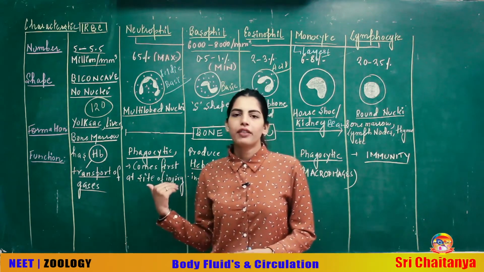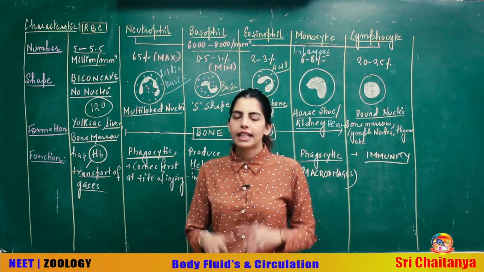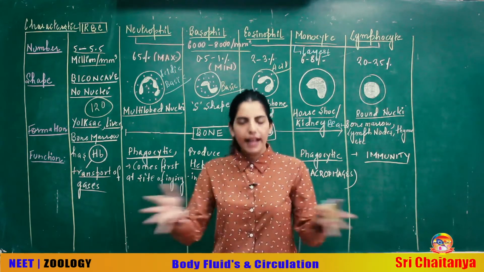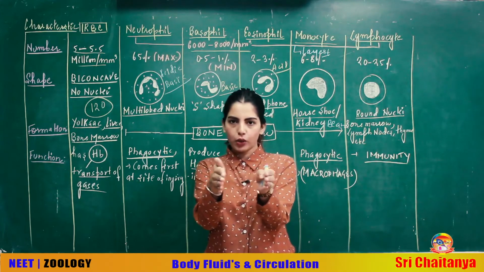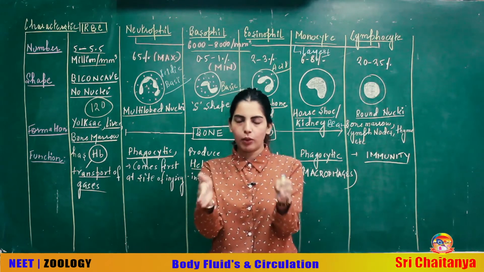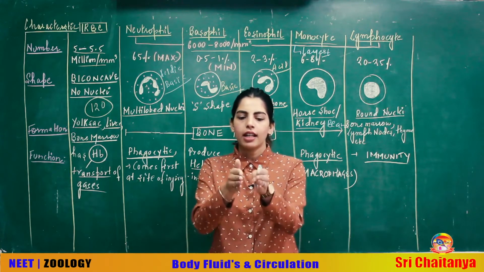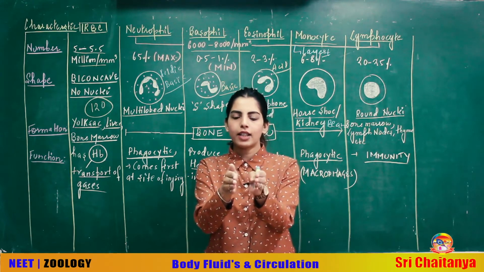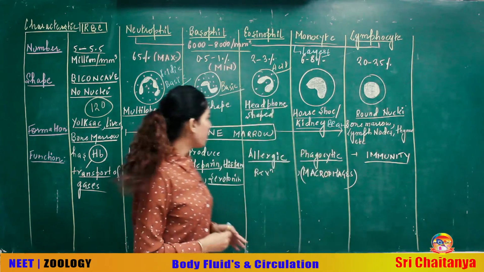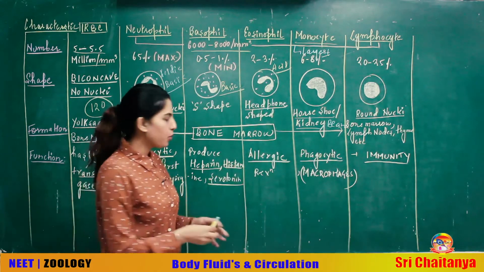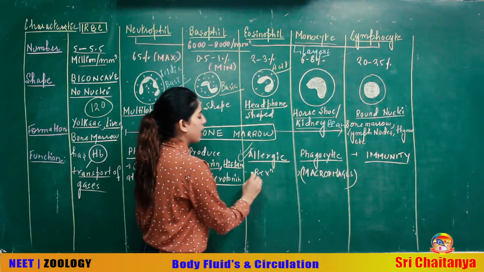You know the function of each. Heparin is an anticoagulant, histamine a vasodilator. This is the blood vessel. When histamine acts as a vasodilator, blood vessels dilate. When you talk about serotonin, this is the blood vessel, and serotonin acts to cause blood vessel constriction. Talking about eosinophils, it is produced mainly during the allergic reaction.